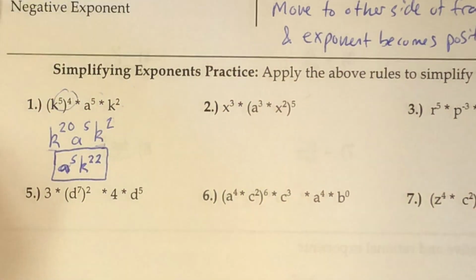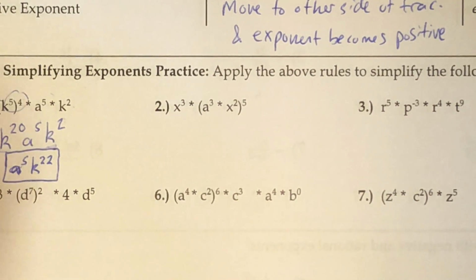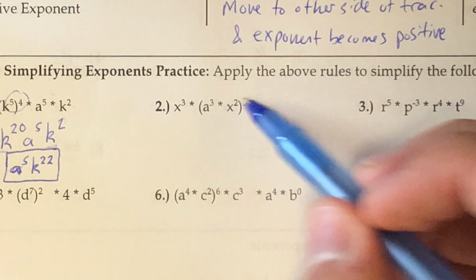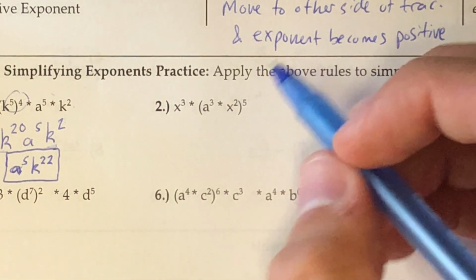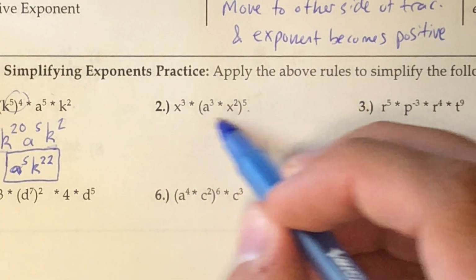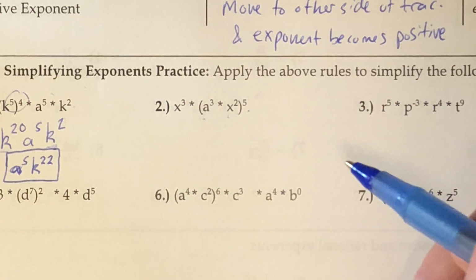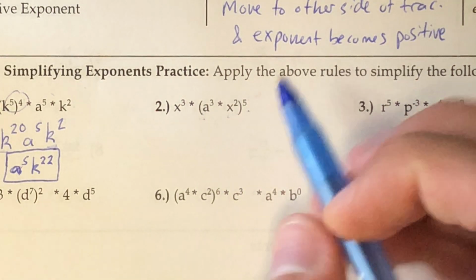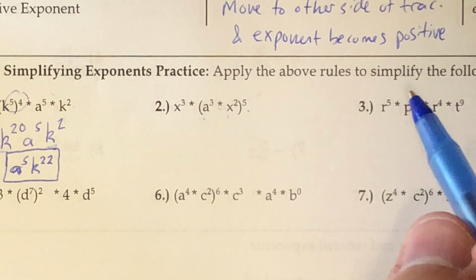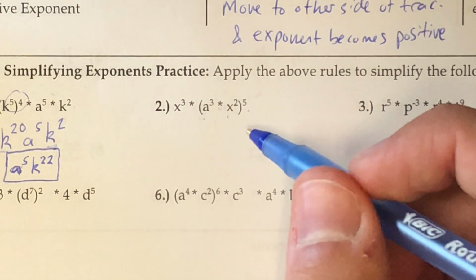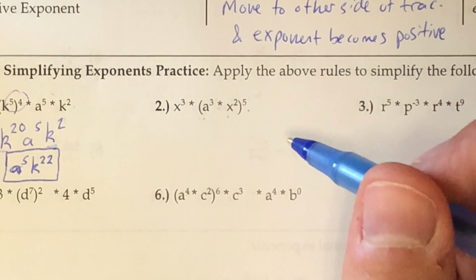Okay, now number 2. So we have x to the 3rd times a to the 3rd times x squared to the 5th. Notice now we have in parentheses both a cubed and x squared. Even though these are in parentheses and there's a multiplication symbol, this isn't like a FOIL type scenario.